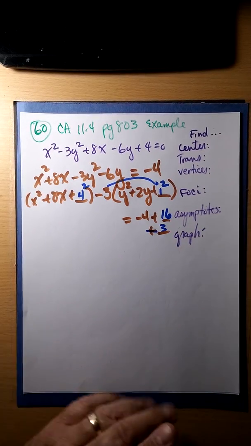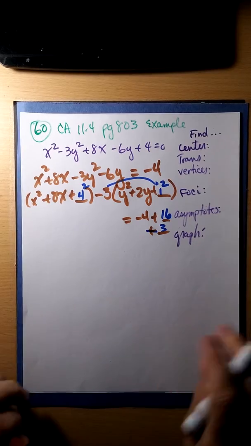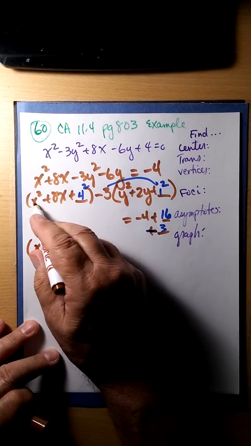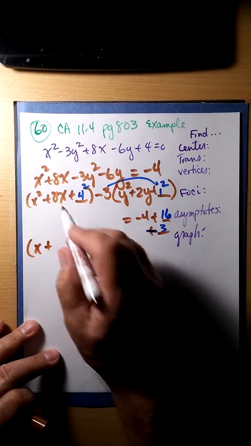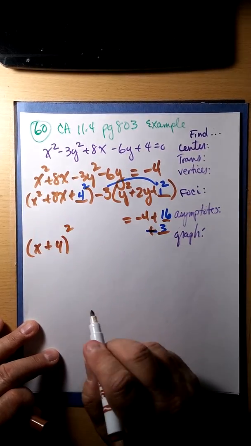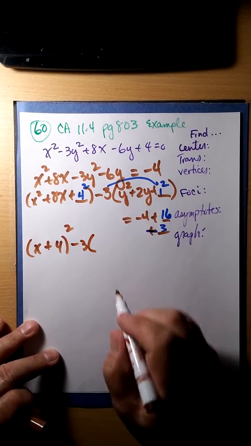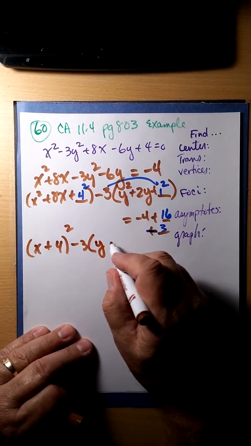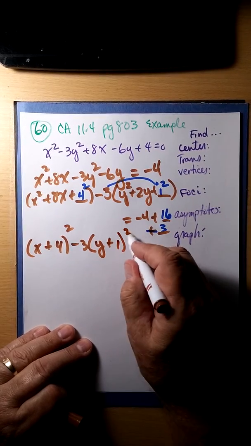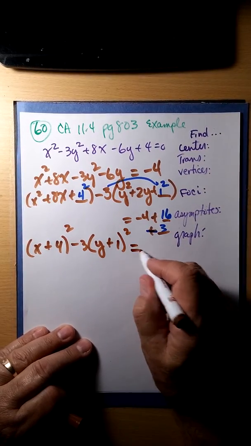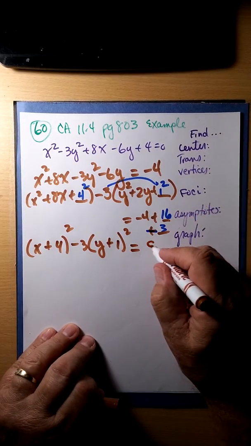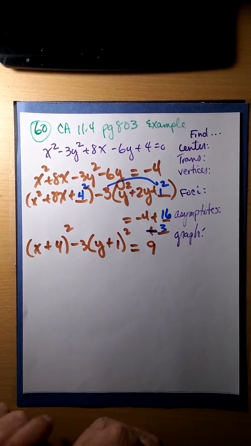So now we get, because we were completing the square, x, the square root of that, plus the sign of the middle term, 4, the square root of the second, squared, minus 3 times y, square root, sign plus, and the 1 quantity squared. And that equals, let's see, we've got 16 minus 7, so that's just 9.